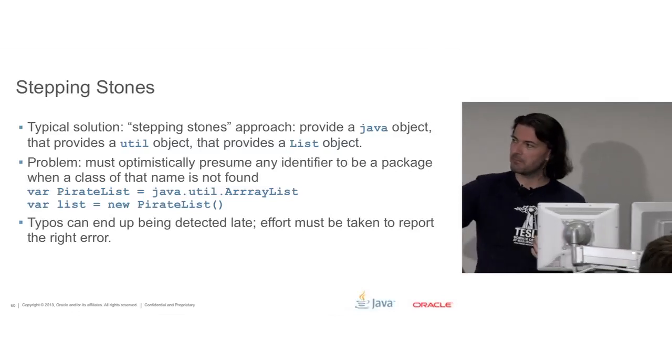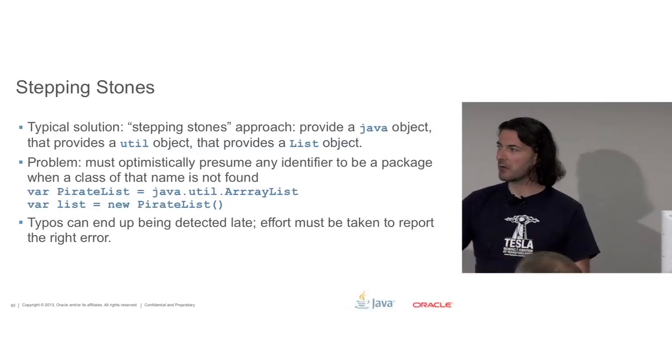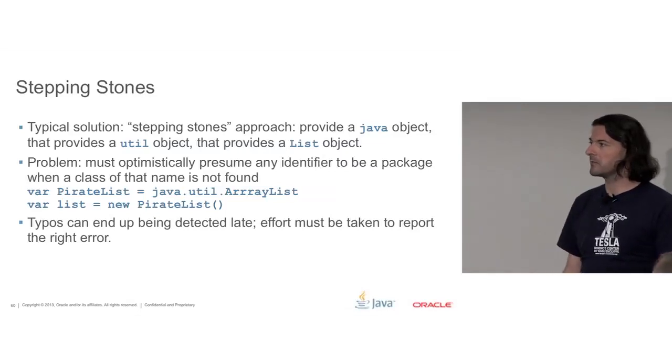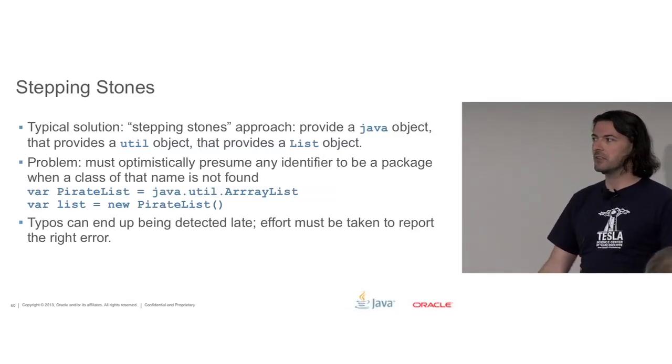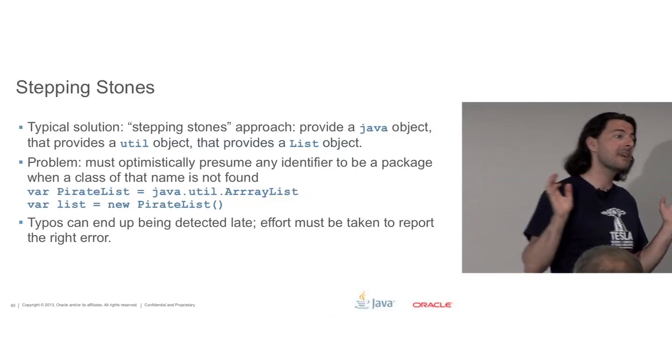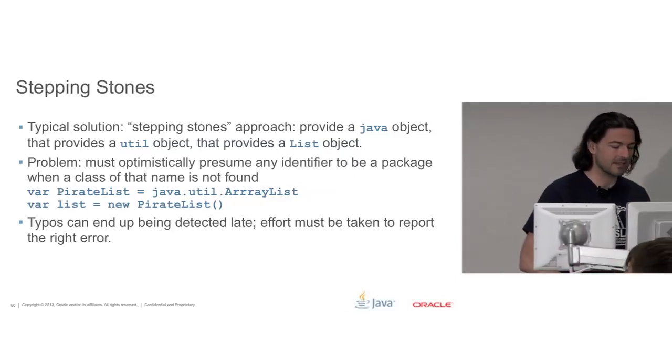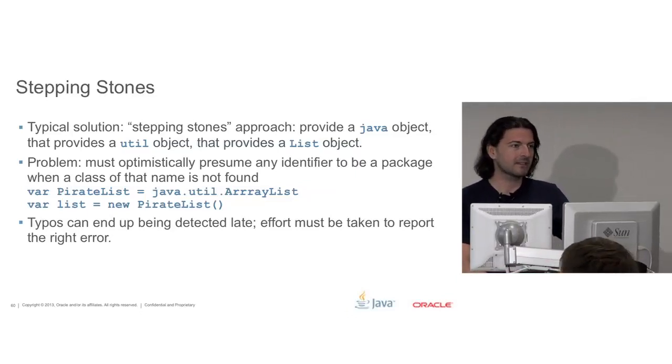Because there are typos, right? So if you say Java util array list, if you have a bit of a pirate persuasion, then the thing will just say, well, maybe there's a package with that name. And then when you try to instantiate it, you will have late detection. Yes, Remy? Come on.